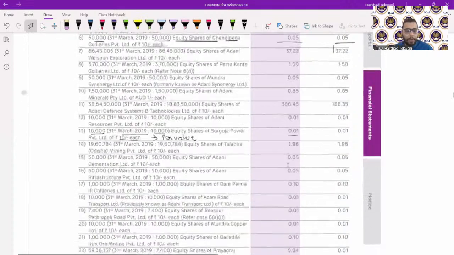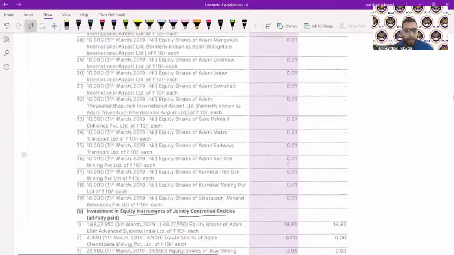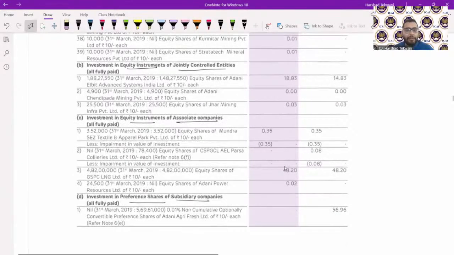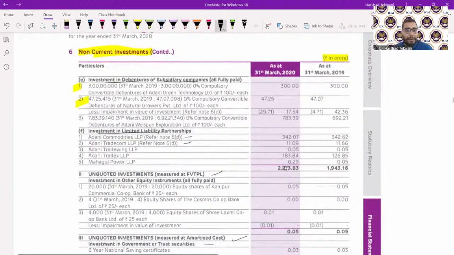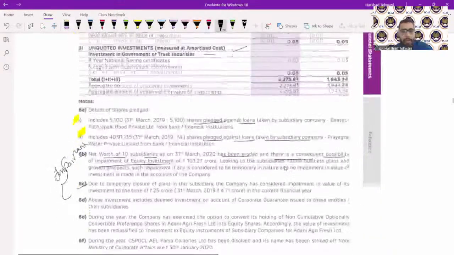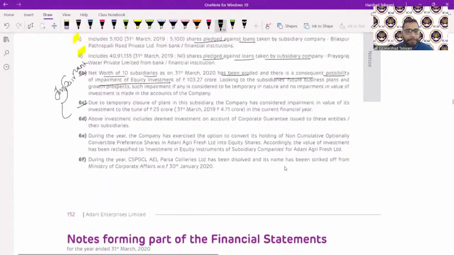Clear? Then if you see over here, investment in equity instruments of jointly controlled entities, equity instruments of associates, preference shares of subsidiaries. Then investment in debentures, investment in limited liability partnerships. Now these are partnerships, so remember, for partnerships we are required to disclose the details of the partnership firm. Refer D 6D. See, the above investment includes deemed investment on account of corporate guarantee issued to these and their subsidiaries.